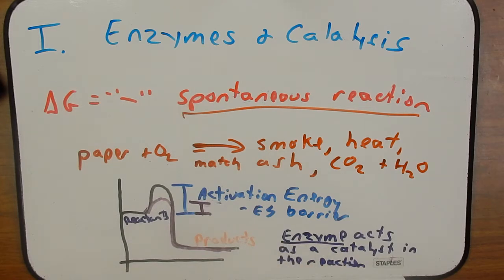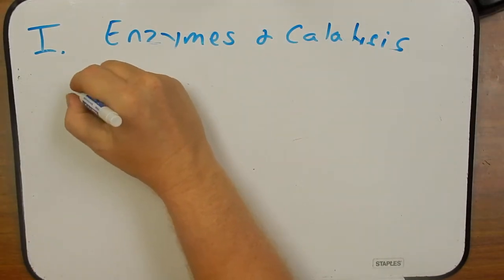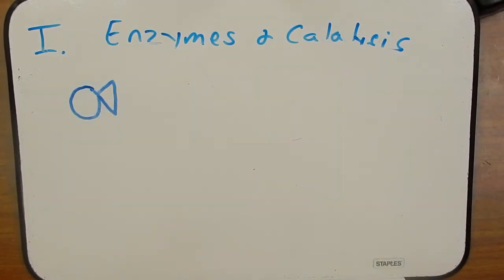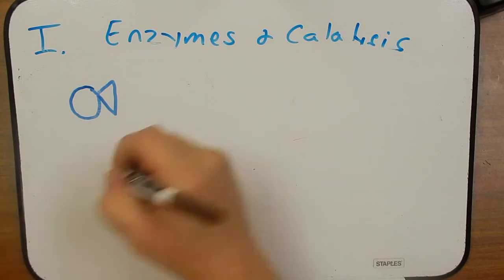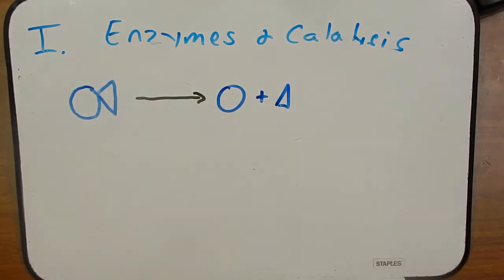So how do enzymes work? Well, let's talk about that next. Let's say you have a reactant. We'll draw it looking something like this. That is our reactant. And it's going to go through a spontaneous reaction to produce this as our product. How does the enzyme help do that?